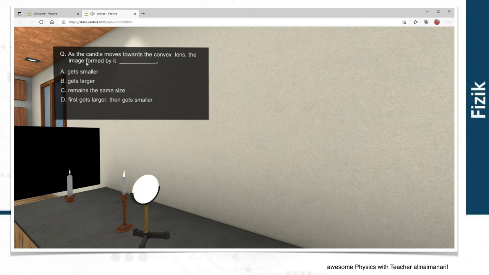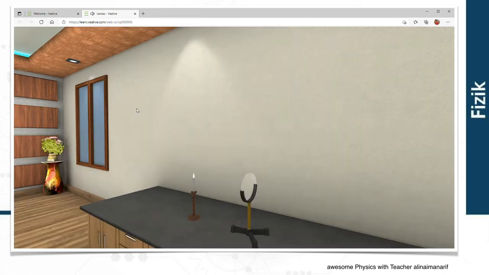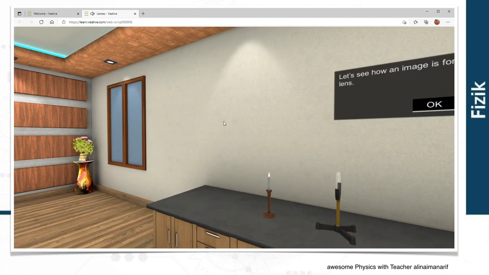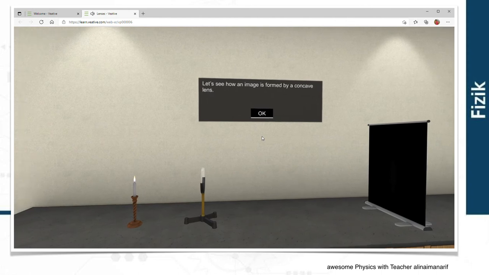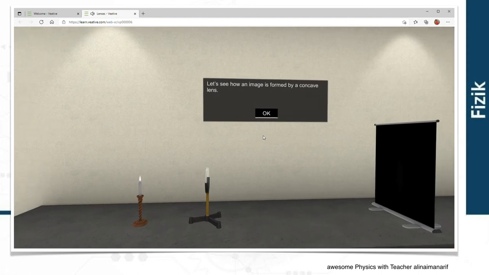When the candle moves towards the convex lens, at this position, the image formed will get larger, magnified. Now we are trying to explore another type of lens, which is the concave lens.